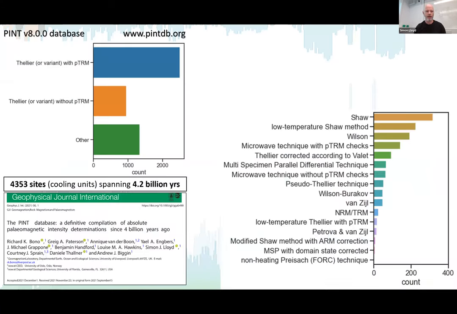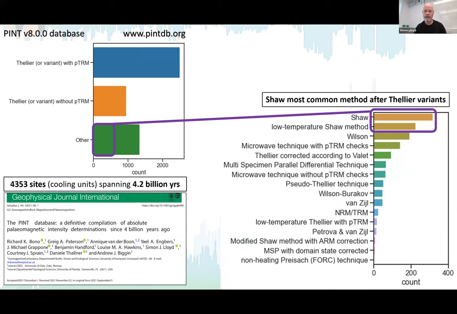So if we look at the PINT database, all the data in that database, for which there's just been a major update by Bono et al. So we've got a brand new version to look at. Although we can see that a lot of that data comes from the Thellier method or one of its variants, there's a substantial amount of data that comes from a number of different other palaeointensity methods. And of this data, the Shaw method is the most common by a considerable amount. It accounts for half of this data. So it's actually an important method to understand and to utilize.